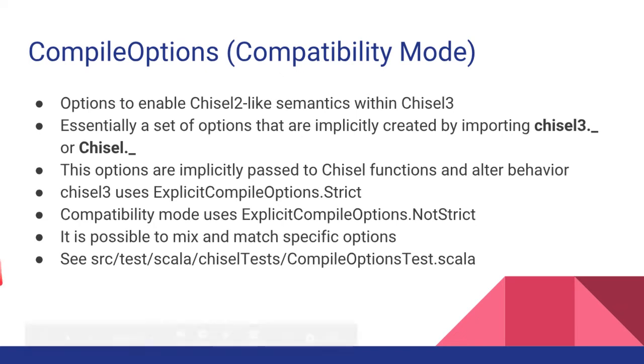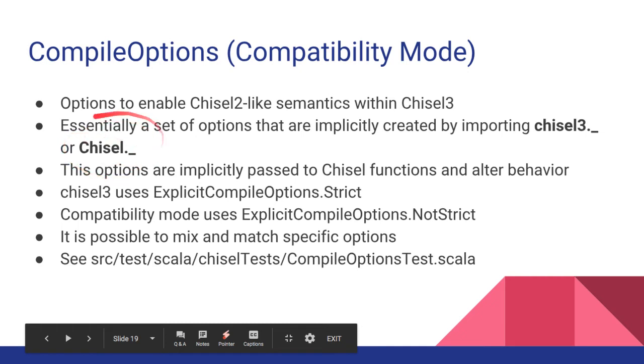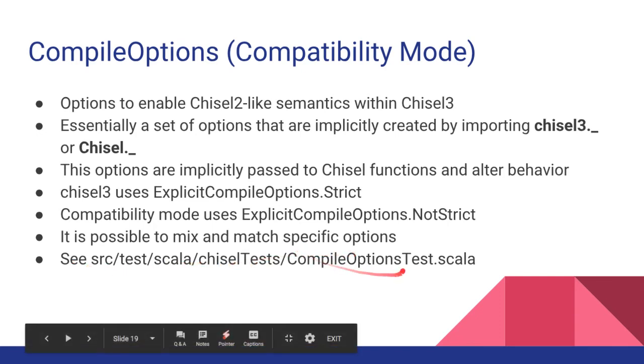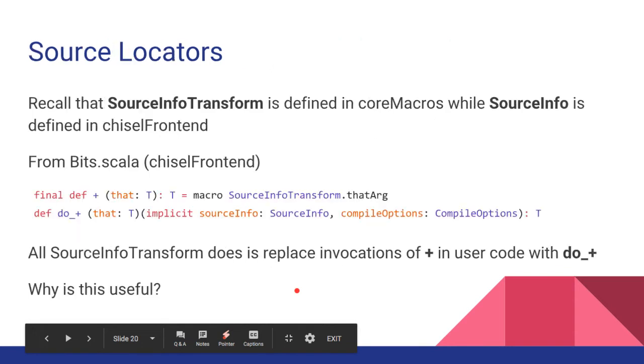So any code that's import chisel3._ is using explicit compile options, not strict. And if you want examples of how this stuff works more explicitly, because this is all done kind of magically, you can see src/test/scala/chiselTests/CompileOptionsTest, which illustrates what's actually going on.